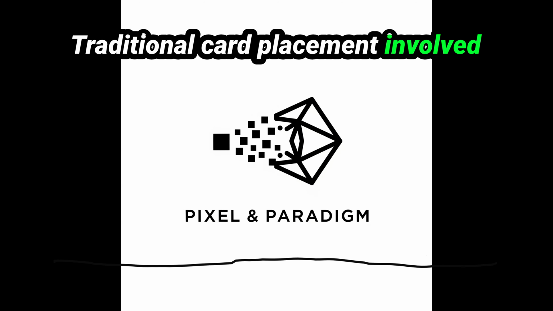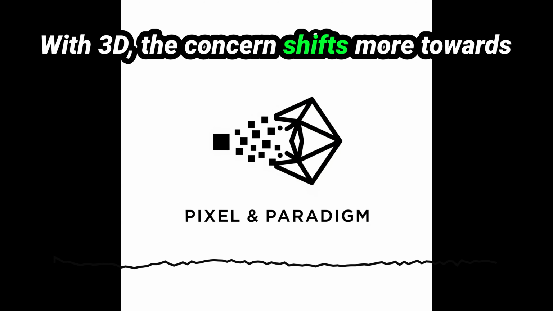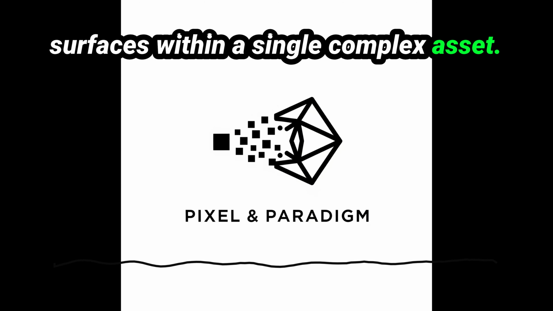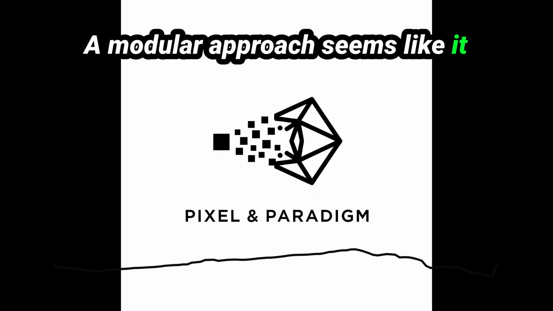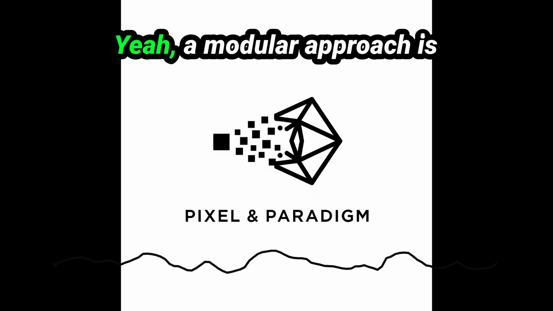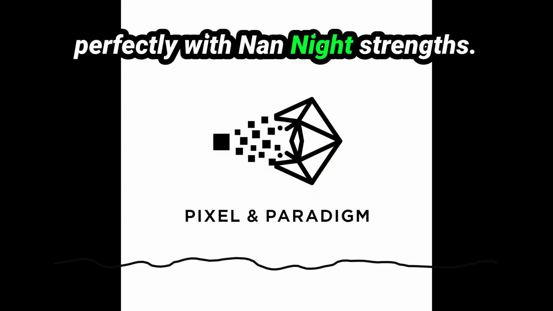Traditional card placement involved careful manual arrangement to avoid obvious intersections between flat planes. With 3D, the concern shifts more towards managing the density of overlapping surfaces within a single complex asset. A modular approach seems like it would be perfect for managing that complexity and creating variety efficiently. Yeah, a modular approach is indeed highly effective, and it pairs perfectly with Nanite's strengths.